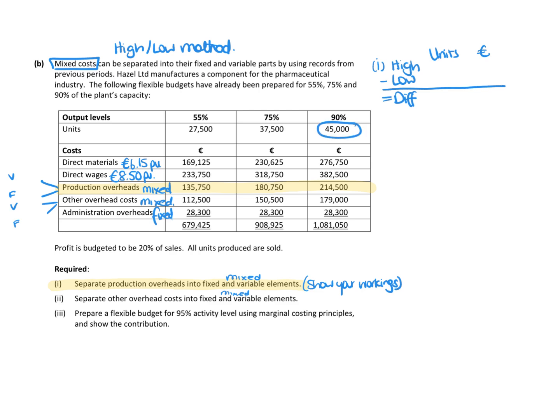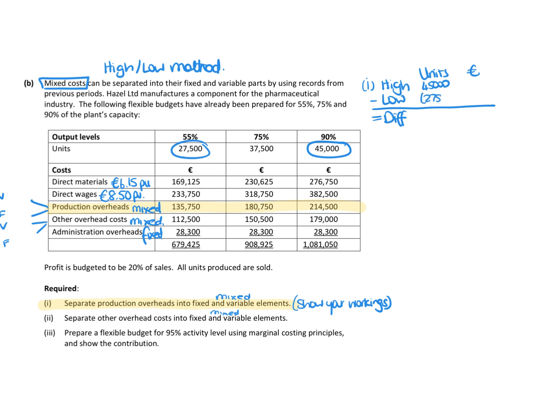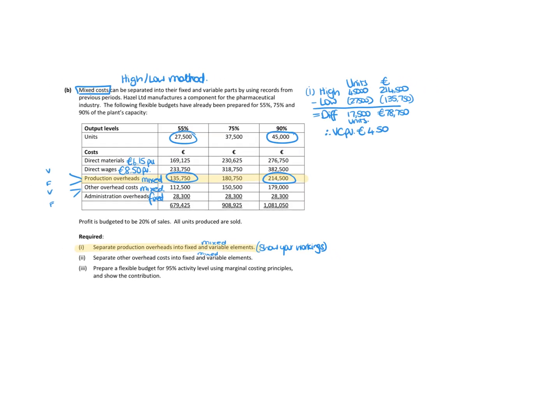So the high number of units is 45,000 units. The low number of units is 27.5. Okay, that gives us 17,500 is the difference in the units. The high euros, 214,500. The low units, 135,750. The difference then in the cost, 78,750. So therefore, the variable cost per unit is 78,750 divided by 17,500. That is €4.50 is the variable cost per unit.